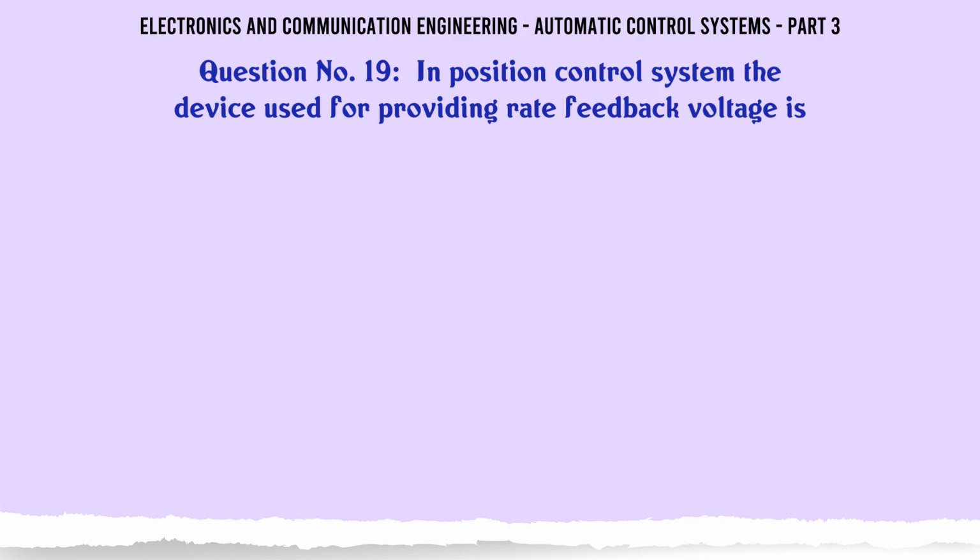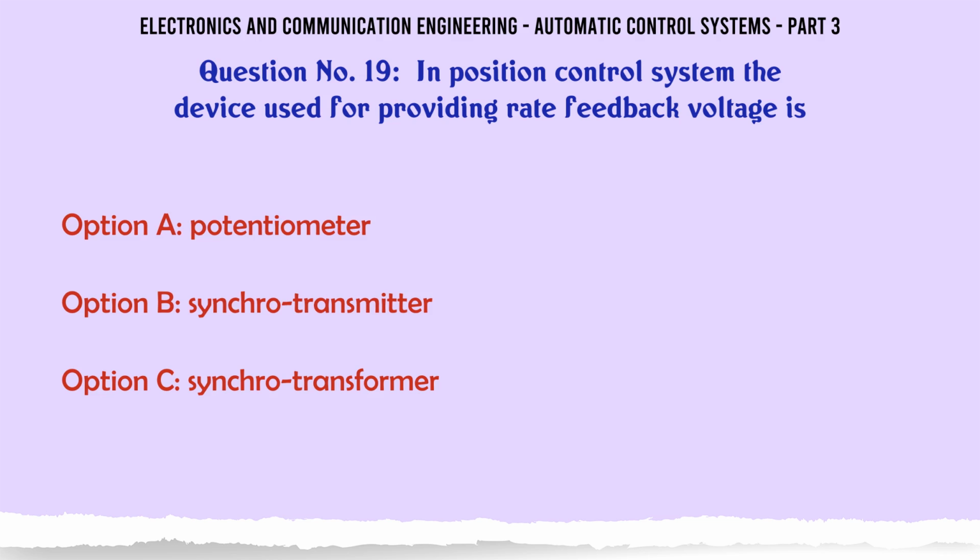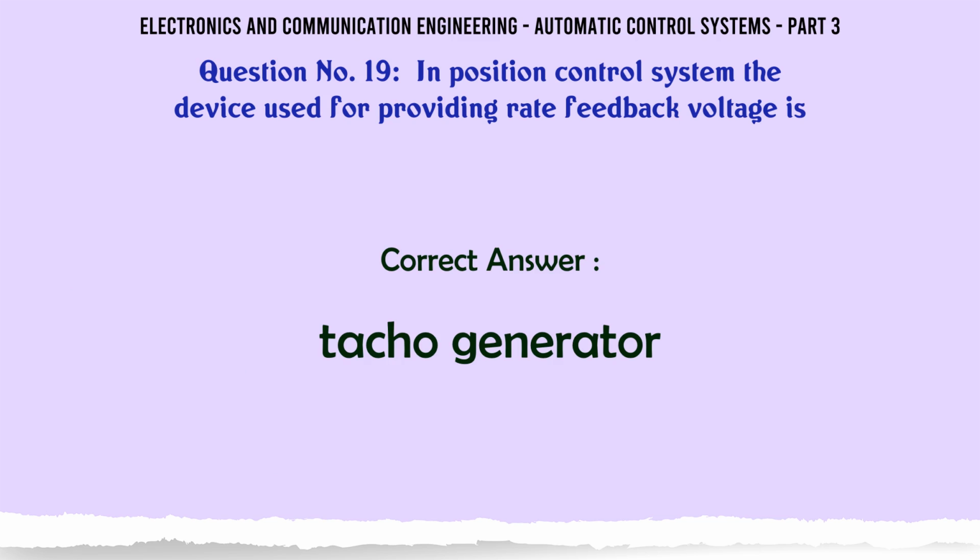In position control system, the device used for providing rate feedback voltage is A. Potentiometer, B. Synchrotransmitter, C. Synchrotransformer, D. Tachogenerator. The correct answer is tachogenerator.